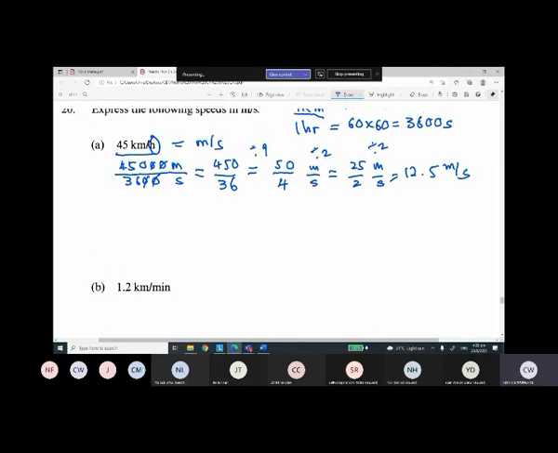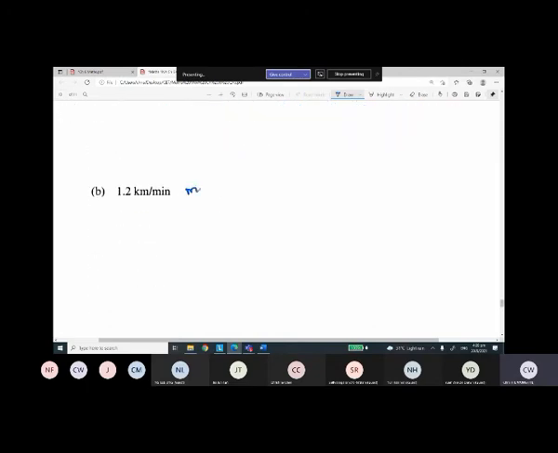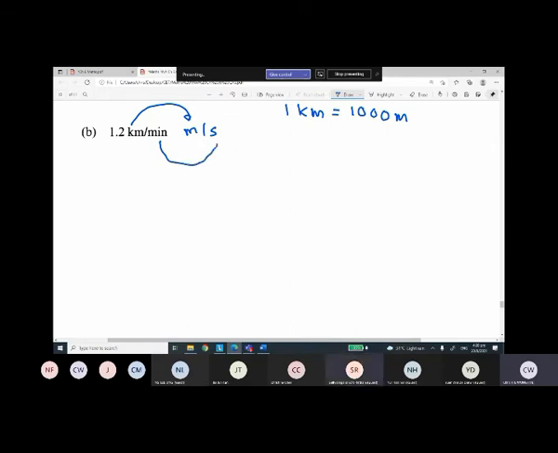Okay, you're going to convert this one to what? Meters per second also. Now you must write down the unit first. You are going to change km to meters, so better write down first: 1 km, how many meters? You learned just now, 1,000 meters. And you're going to change minutes to seconds. So 1 minute, how many seconds? Only 60, not 1 hour. So 1 minute equals 60 seconds.